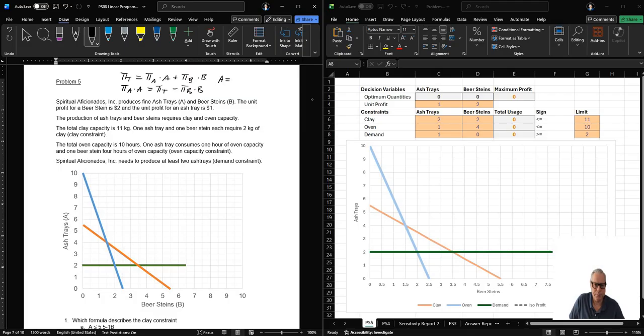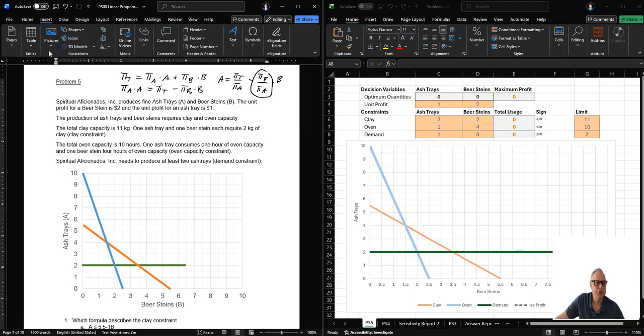And then our ISO profit line becomes total profit divided by unit profit ashtray minus, and that's the important part now, because the slope, that is what we want, it's the unit profit of the beer stein to the unit profit of the ashtray times the number of beer steins. Okay, what we are interested in is really this part here. So what we know is that the ratio of the unit profit of beer steins to ashtrays, it's -2.